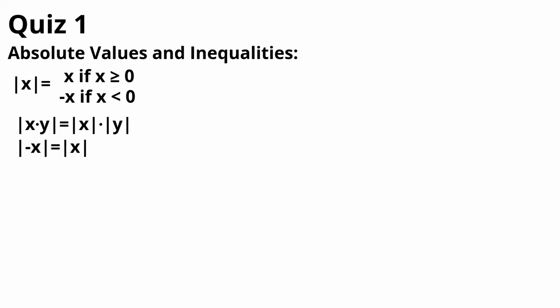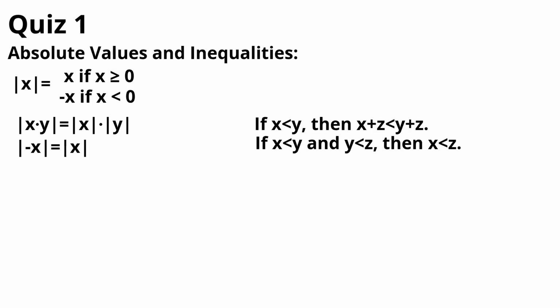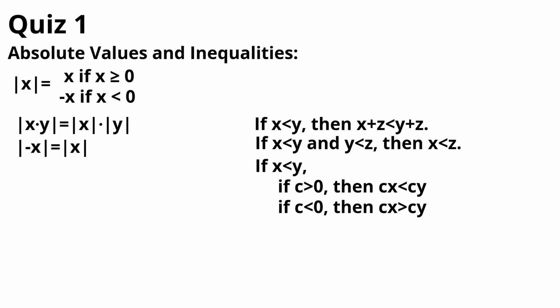And now for inequalities, if x is less than y, then x plus z is less than y plus z. If x is less than y and y is less than z, then x is less than z. If x is less than y and if c is greater than 0, then c times x is less than c times y. If the other way around, if c is less than 0, then c times x is greater than c times y.